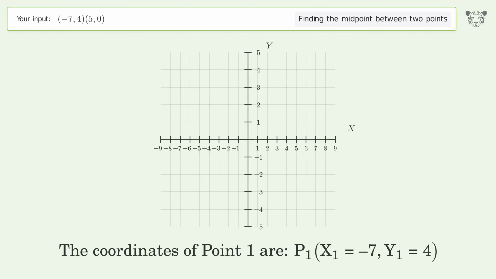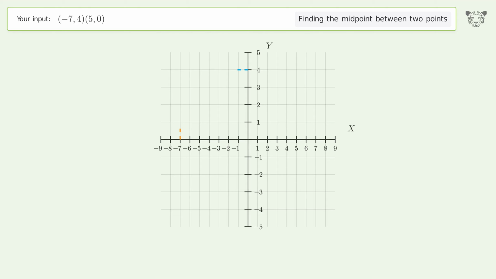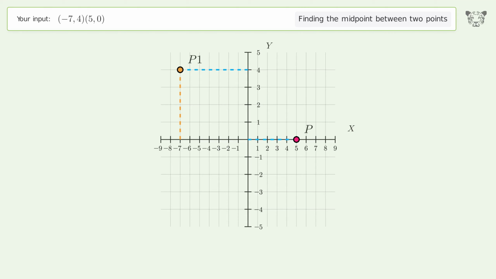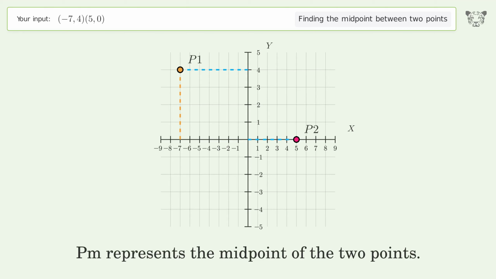The coordinates of point 1 are x1 equals -7, y1 equals 4. The coordinates of point 2 are x2 equals 5, y2 equals 0. PM represents the midpoint of the 2 points.